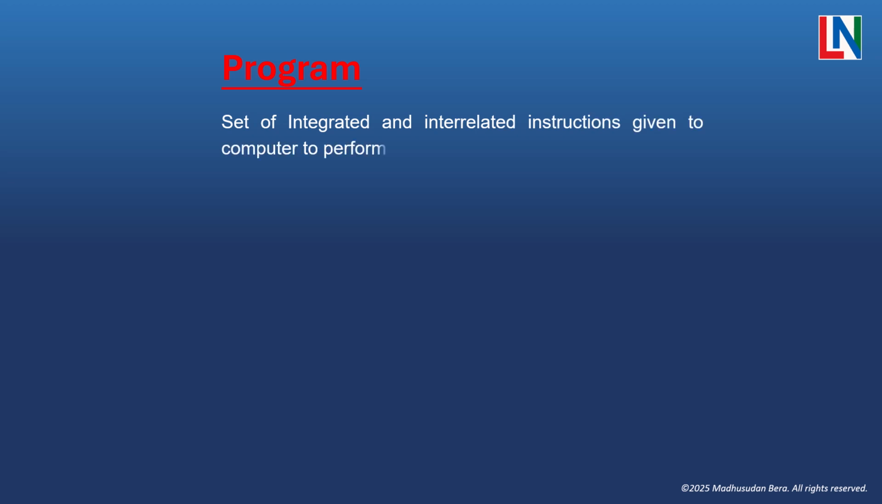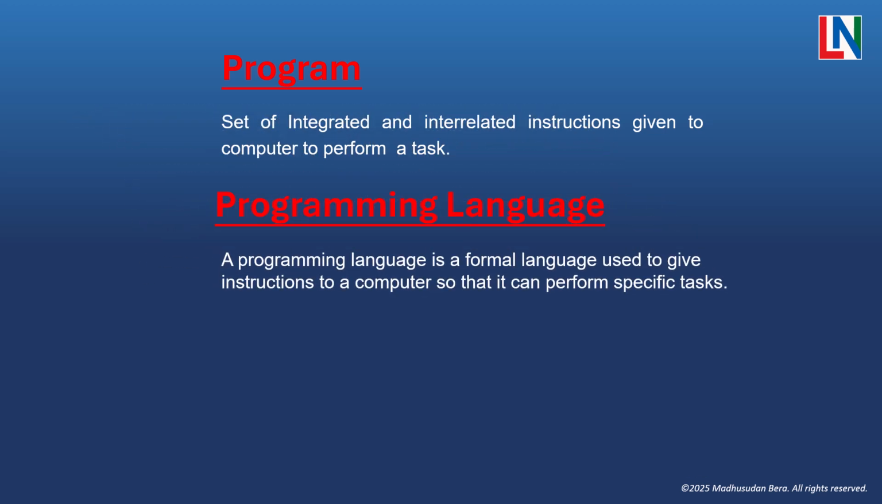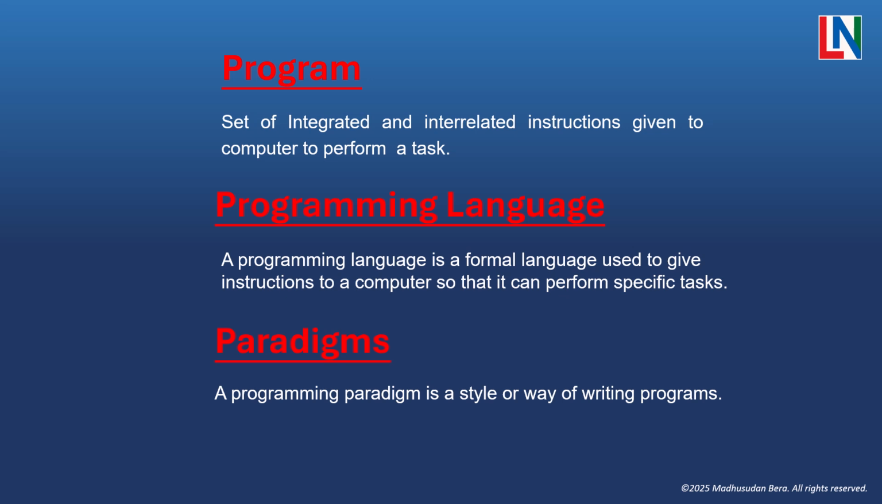Students, you already know what a program is. Just recall: a program is a set of integrated and interrelated instructions given to a computer to perform a task. What is a programming language? A programming language is a formal language used to give instructions to a computer so that it can perform specific tasks. What are paradigms? Programming paradigms are a style or way of writing programs.